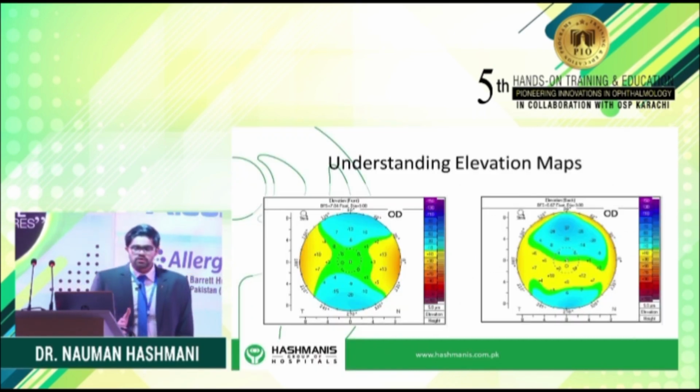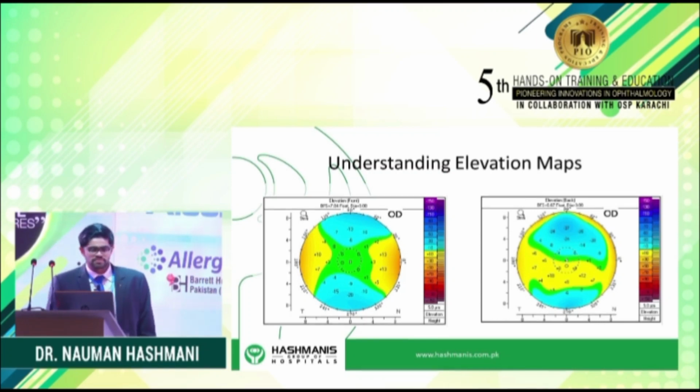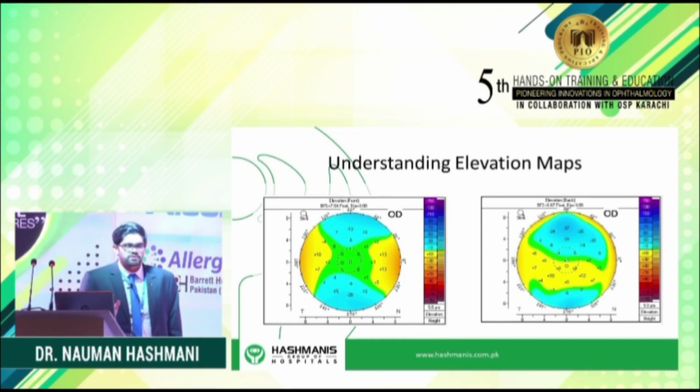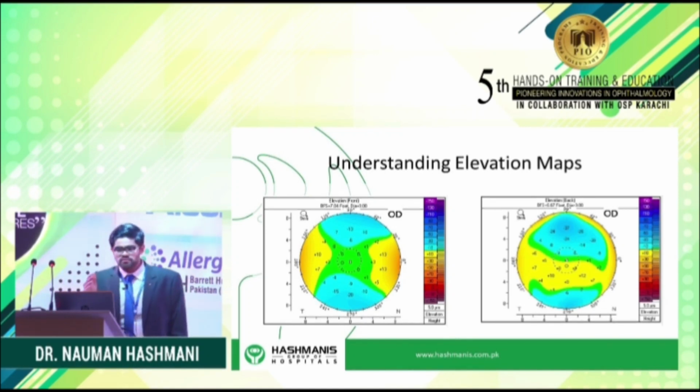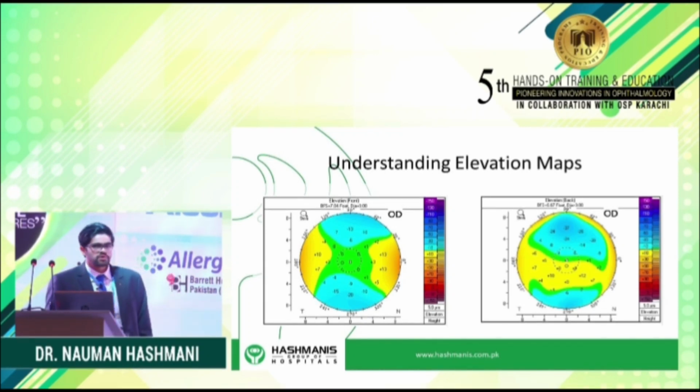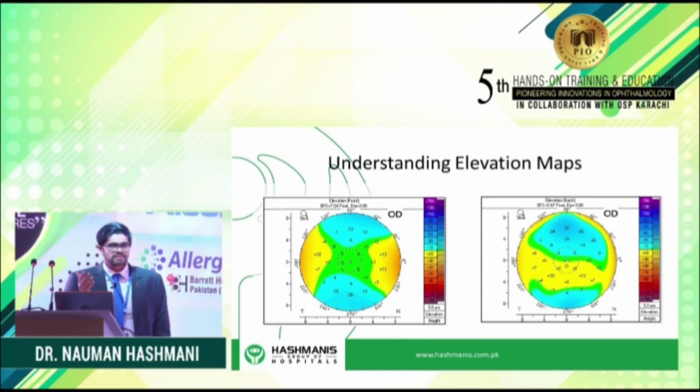Now, we're going to go directly onto elevation maps. These are the two most important maps that you should be focusing on, and the theory behind this is also very important. These are two elevation maps, one a front elevation map and one a back elevation map. Both of them are showing you a vertically oriented astigmatism. So this is an absolutely normal astigmatic pattern.